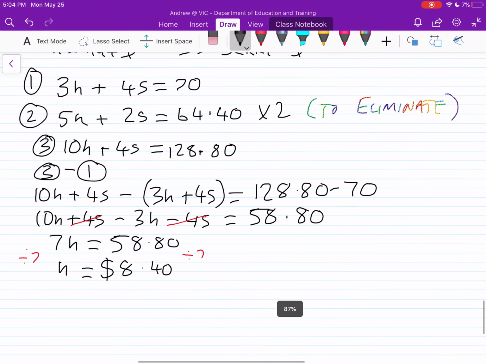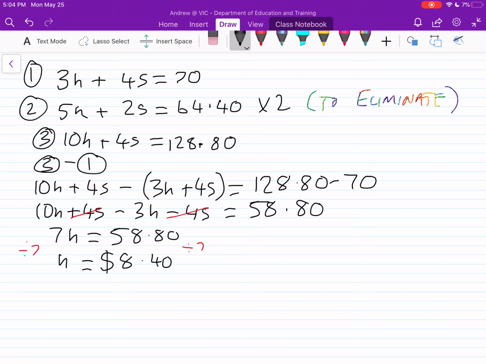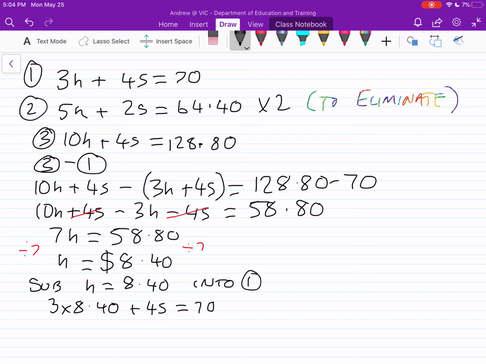Now we just need to sub this in. Okay, I'm just going to scroll down. So here we're going to sub H is equal to 8.40, and we're going to substitute this, and I might substitute it into 1. Okay, yet again, it doesn't matter which equation you substitute it in. So we've got 3 times $8.40 plus 4S is equal to 70. So with this, 3 times 8.40, this is actually $25.20 plus 4S is equal to 70.